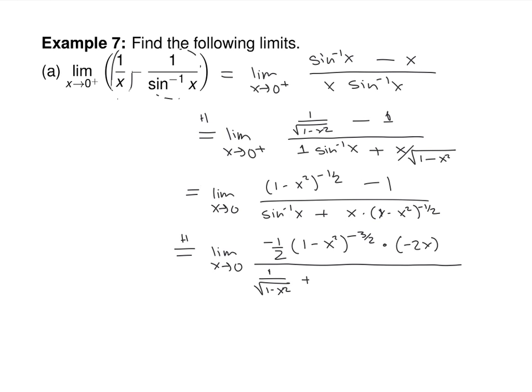And the next part needs the product rule, right? I promise you'll need this just once. This is the last iteration. 1 times 1 minus x squared to the negative 1/2, plus x times negative 1/2. So we're still going to 0 from the positive side? Yes. 1 minus x squared to the negative 3/2 times negative 2x.